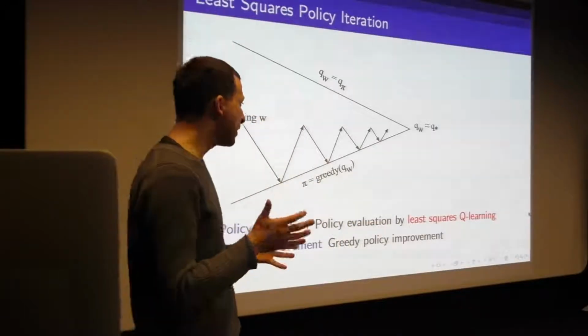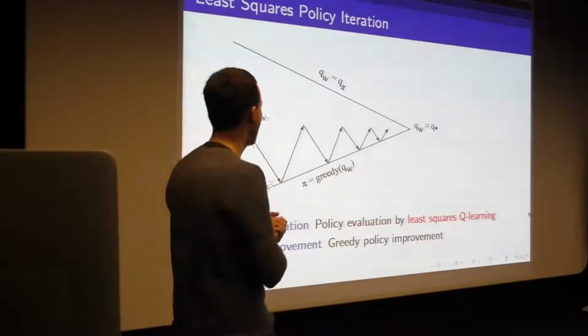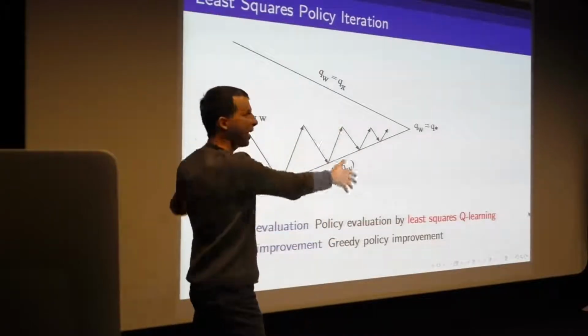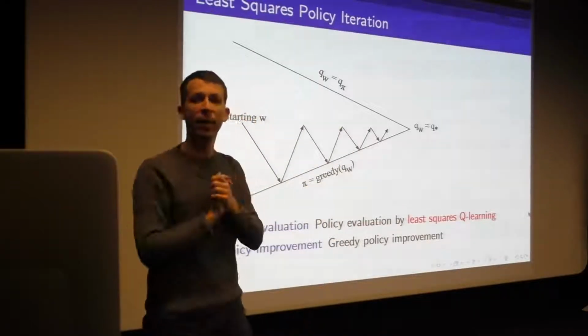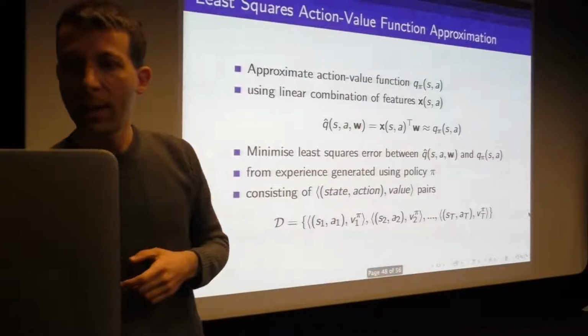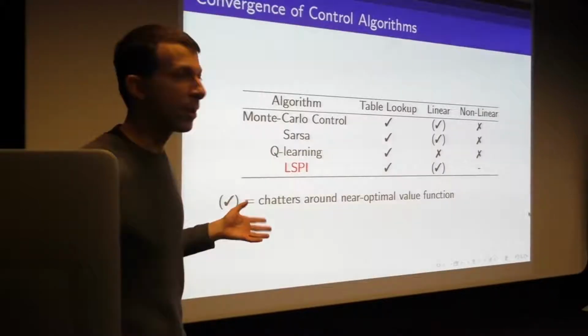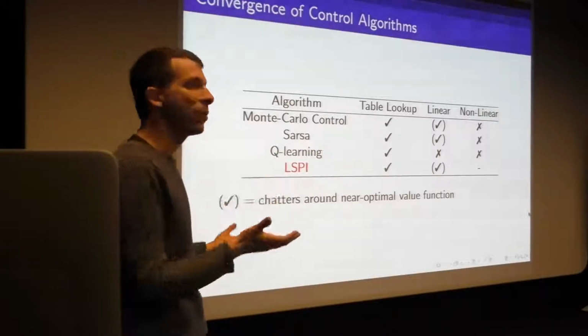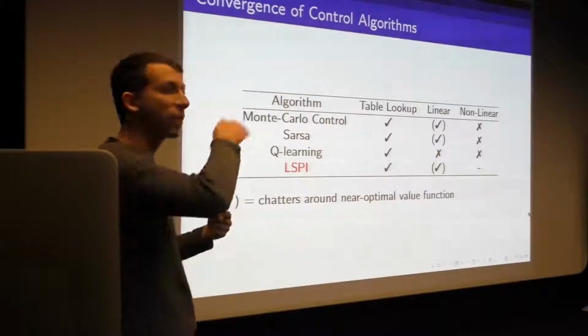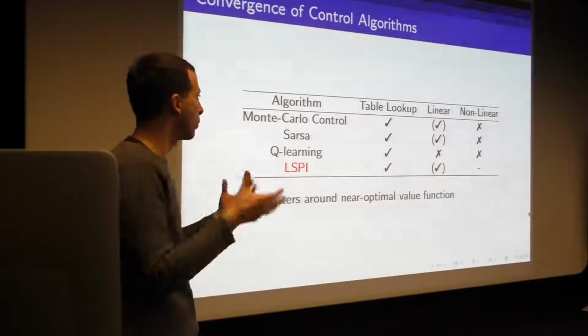There are a few more details in the slides which roughly outline this algorithm in a little more detail. It's called least squares policy iteration. They show that you still have some issues. When you move to control, this can still chatter. So it's not like this solves all the convergence issues.